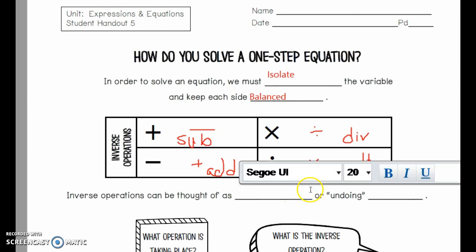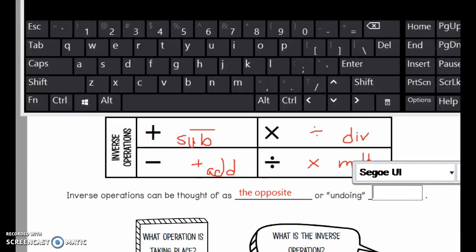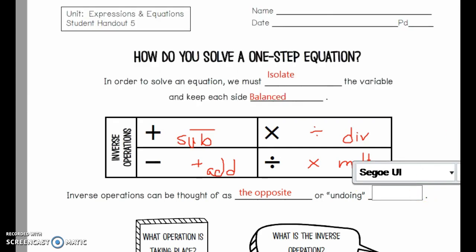I want you to think back to our additive inverse. When we talked about additive inverse in our negatives and positives unit, we asked, what do you have to add to something to get it to zero? That's what we're trying to do. We're trying to get things to zero or undo them. So we're looking to the opposite. Okay, inverse operations are the opposite or undoing.